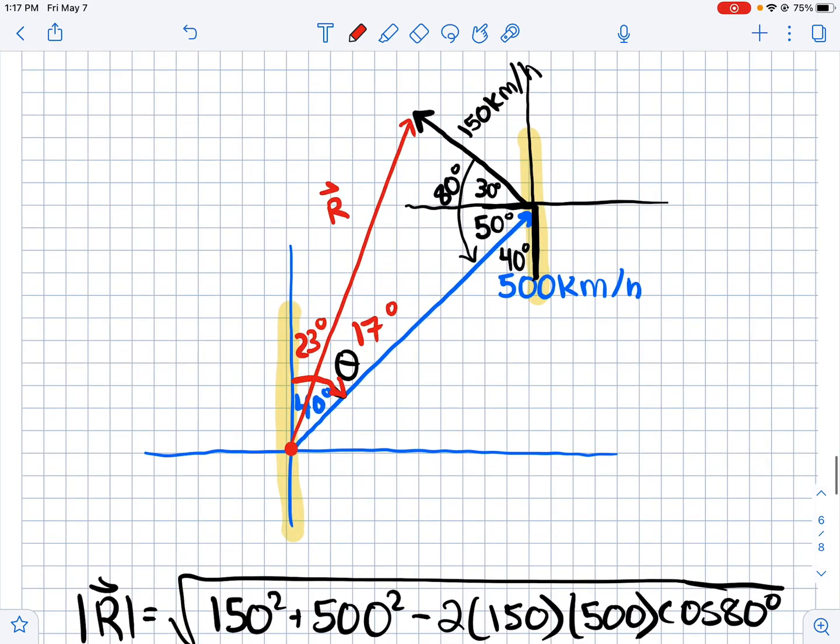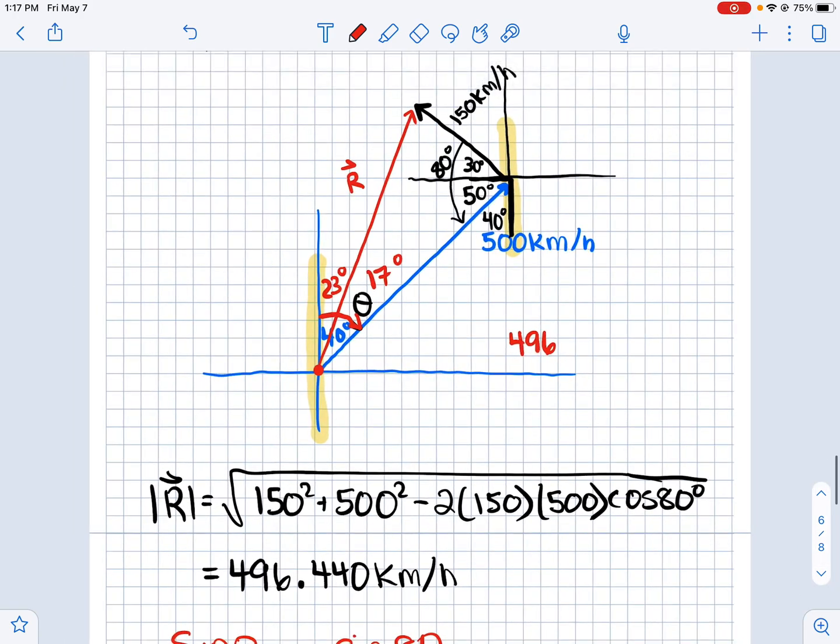Okay, so the resultant vector of the airplane is 496.4 kilometers per hour, and it's going in a direction north 23 degrees east. So you can see the wind kind of slowed it down, and it was going north 40 east, so it's kind of pushing it towards the other direction.